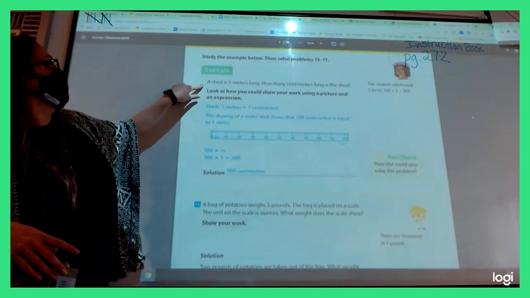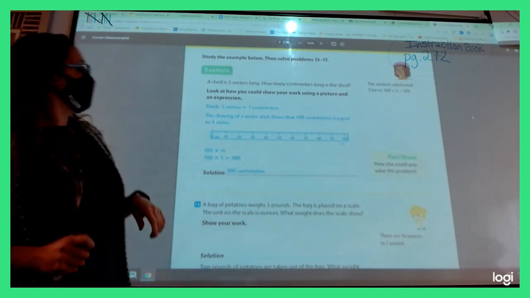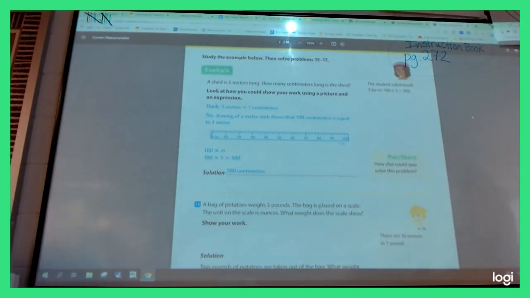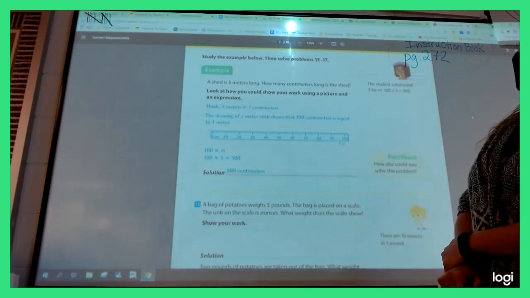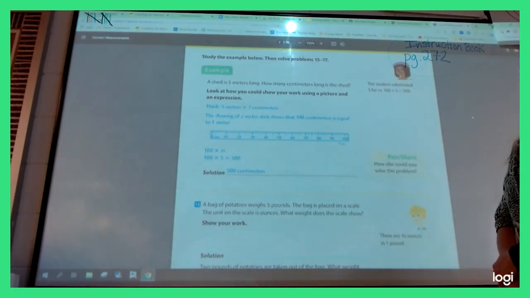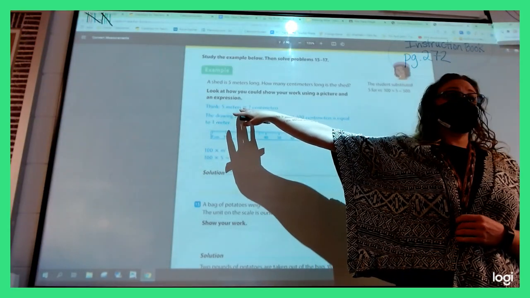So can somebody read this part of the example? Josiah? A shed is 5 meters long. How many centimeters long is the shed? All right. You can keep going. Look at how you could show your work using a picture and an expression. All right. So this is how I've been kind of walking you through it. So everyone pay attention. Okay.